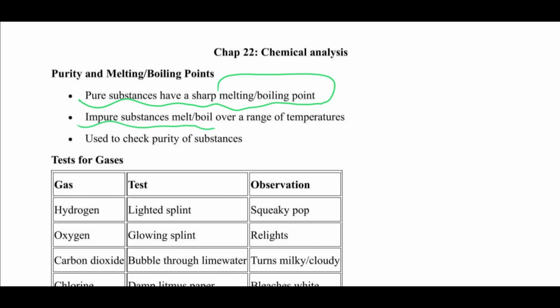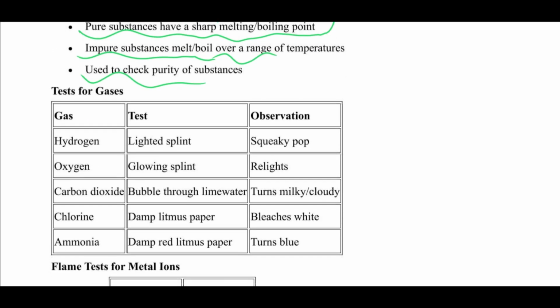Impure substances have a range of temperatures for their boiling or melting point. For example, water's boiling point, everybody knows, is 100. So if it changes, if it boils at 101 or 102, it means it has an impurity in it. This is how we can check the purity of any substance. Usually we check purity through the melting or boiling point. This point you have to remember.